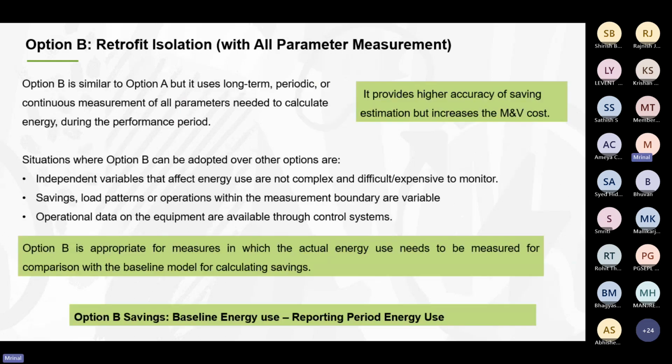Now, the second option that we are having is option B, which is retrofit isolation with all parameters measured. Now, in option A, we have measured only key parameters, but here we have to measure all parameters. So it uses the long-term, periodic, and continuous measurement of all parameters which are needed to calculate energy during the performance period. Now, it provides higher accuracy of saving estimate compared to option A.